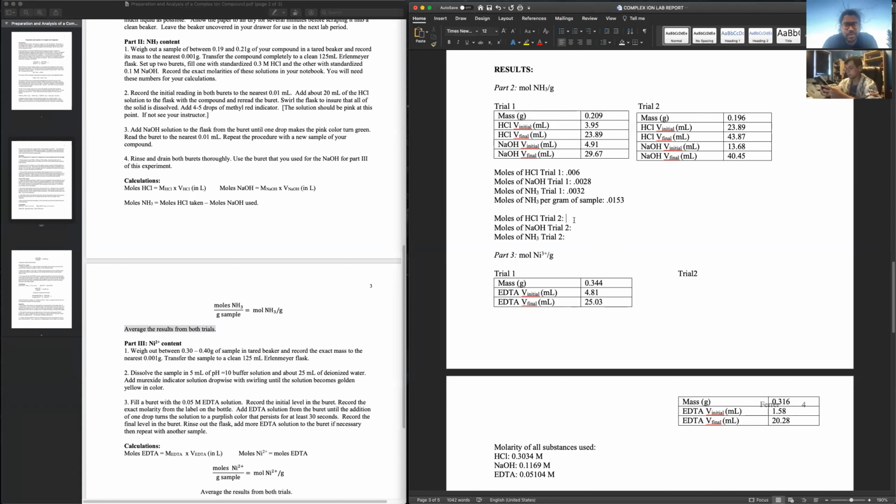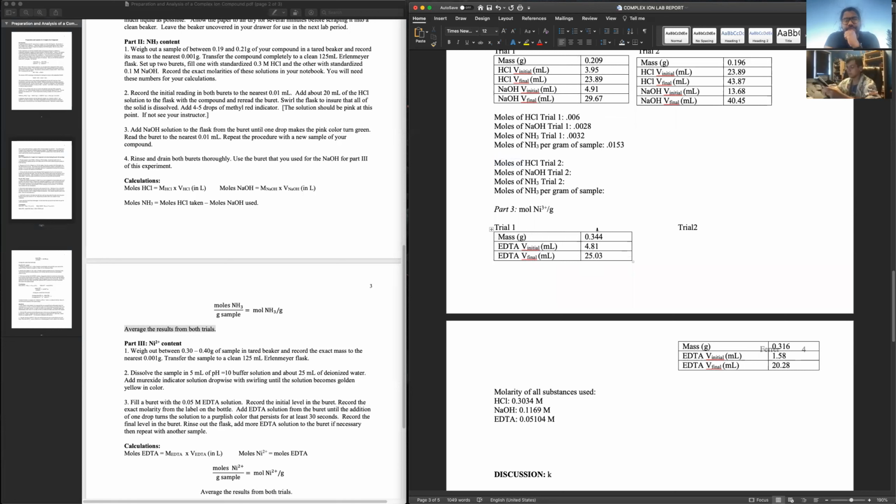33.87 minus 23.89 divided by 1,000. Then after we divide it by 1,000, we're supposed to multiply by the molarity. And we're doing this HCl. So it's 0.3034. It's 0.0060 again. So 0.006.